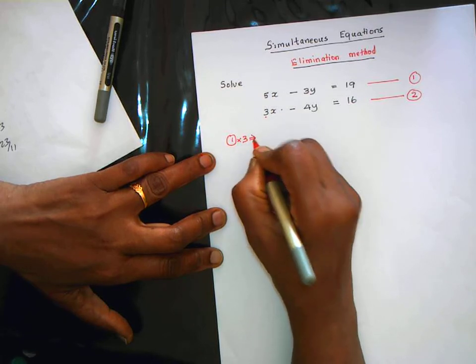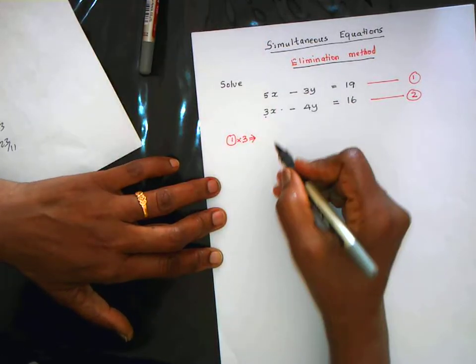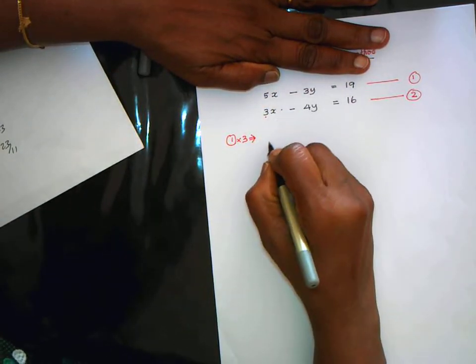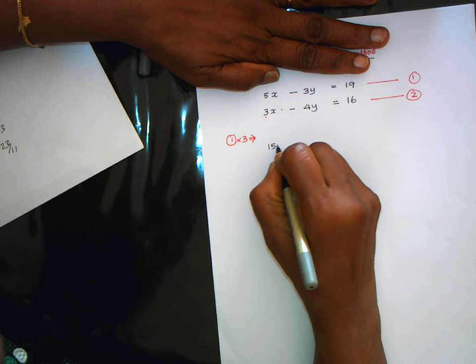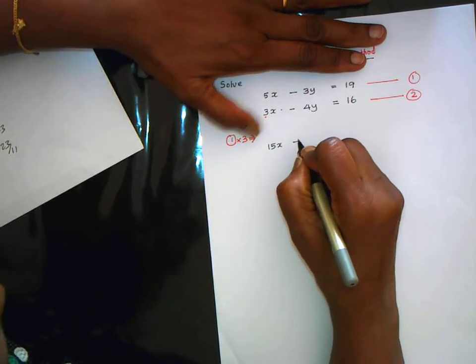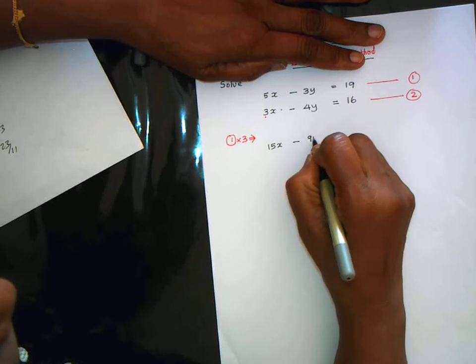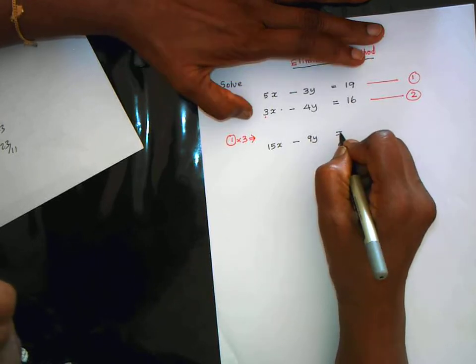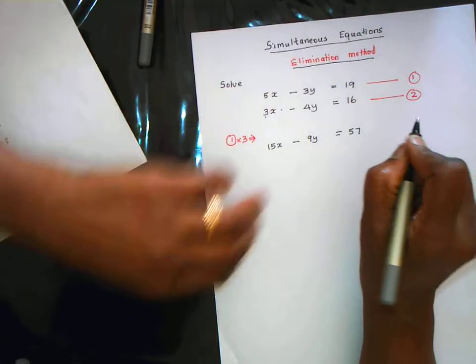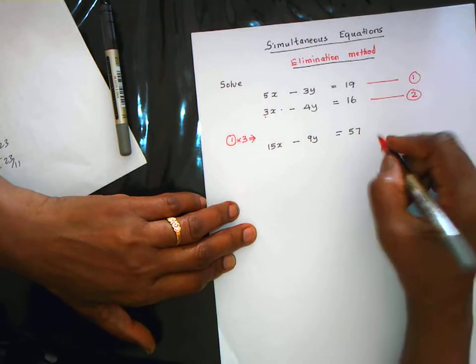If I do that, I have 15x, because 3 times 5 is 15x, 3 times 3y is 9y, and 3 times 19 is 57. This is a new equation. I'm going to call this 3.